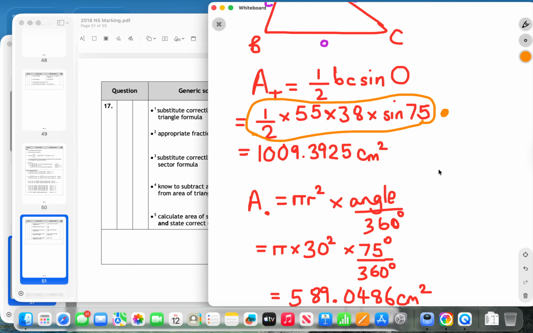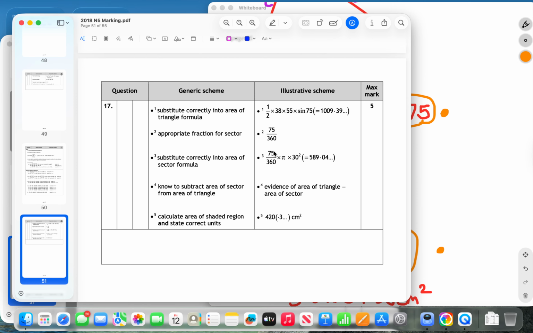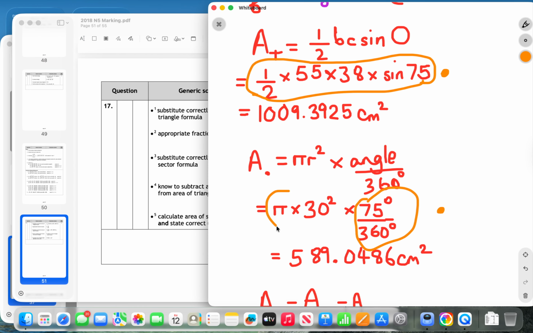The second mark is when you start to find the area of the sector, and this fraction is your second mark. So you then get the third mark for all of this. So all of that would be 2 marks in total, 1 for the fraction and 1 for this whole line. So that'd be 3 marks in total. Again, you don't have to get this area to get the third mark.